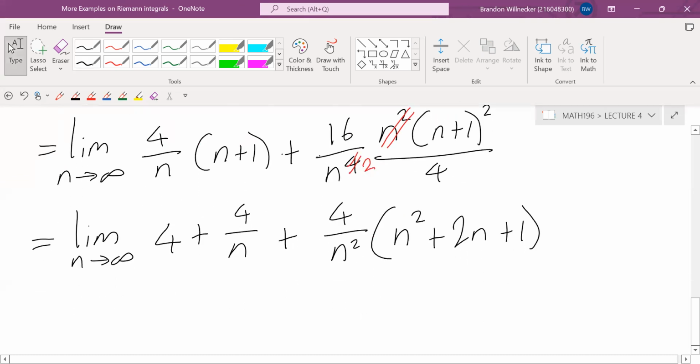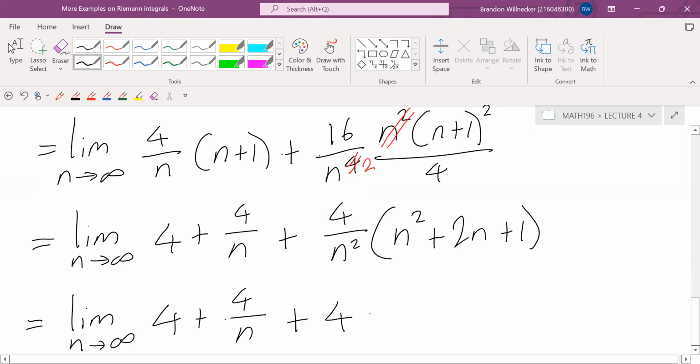I've got 4 minutes left. We should finish. So that's the limit as n goes to infinity. 4 plus 4 over n plus 4 over n squared times n squared, that's going to become a 4. And then we're going to have 8 over n, so 4 over n squared times 2n. Okay. And then 4 over n squared times 1, that's going to be plus 4 over n squared.